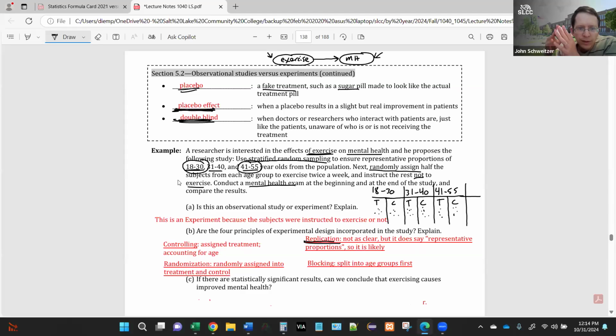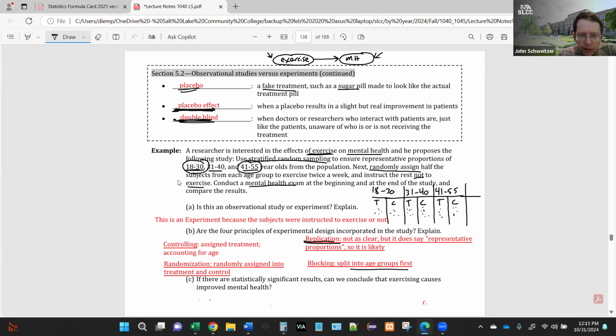Replication just means we have enough people in the treatment and enough people in the control. It's not really clear here how many people were included, but they did say representative proportions. So they must have had at least several people in each of these groups. And then blocking, they did do blocks, right? They split people into age groups first. So they were trying to control for that age difference as much as possible.